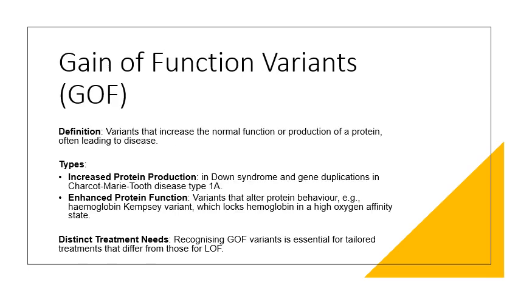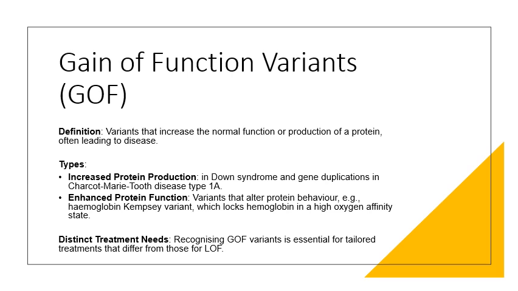Gain of function variants or mutations, on the other hand, enhance the normal activity or production of a protein, which can often lead to disease. There are different types. So there's increased protein production, which is seen in conditions such as Down syndrome due to trisomy 21 and Charcot-Marie-Tooth disease type 1A caused by gene duplications. There's also enhanced protein function, where some variants alter protein behavior, such as the hemoglobin Kempsey variant, which keeps hemoglobin locked in a high oxygen affinity and disrupts oxygen release to tissues.